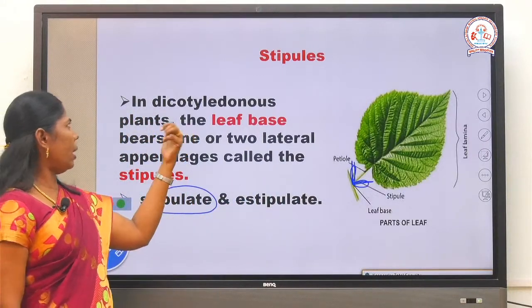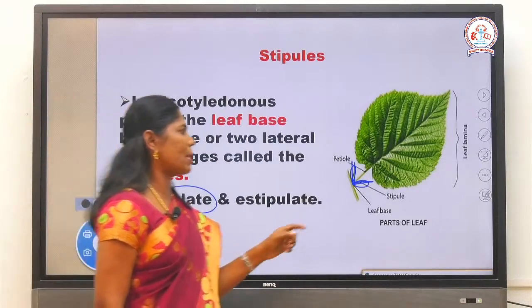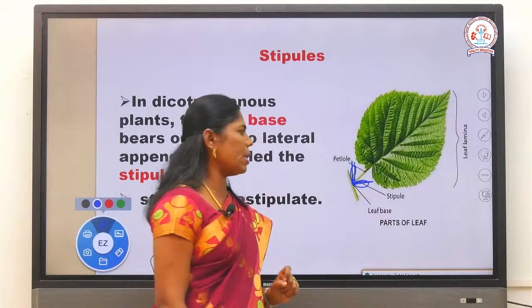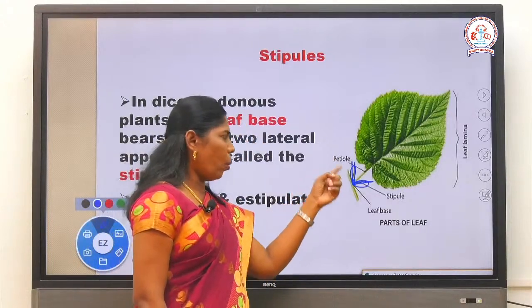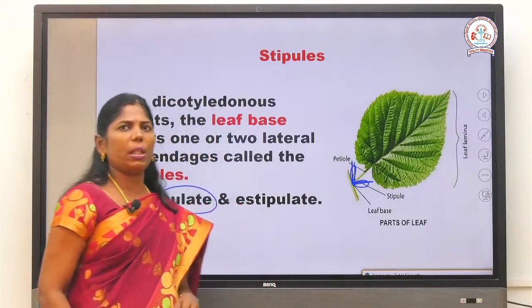In dicotyledonous plants, the leaf base bears one or two lateral appendages. Here we can see two lateral appendages. Sometimes even one is present. Sometimes there may be one, or at other times two appendages are there.